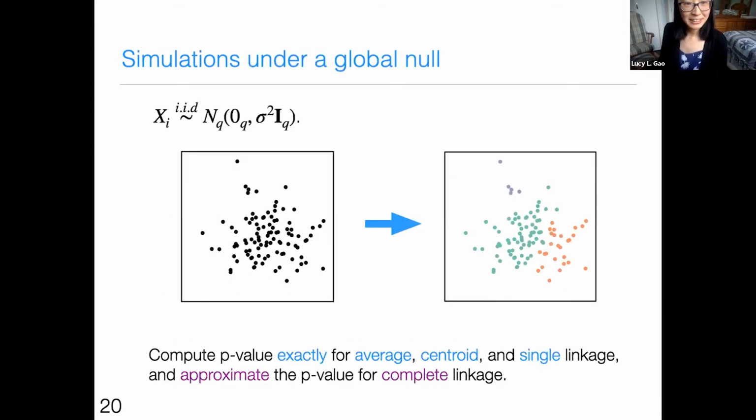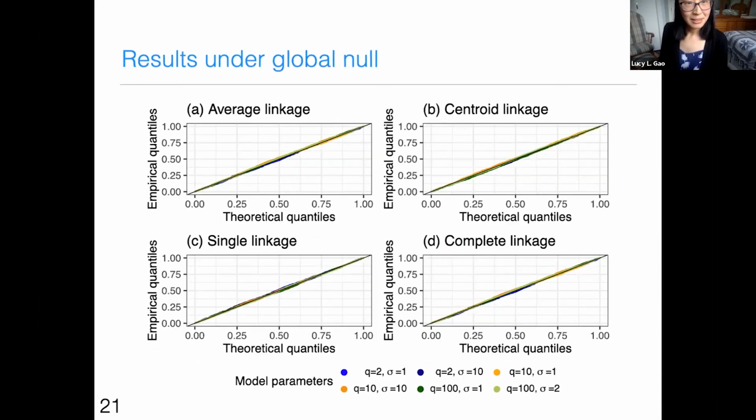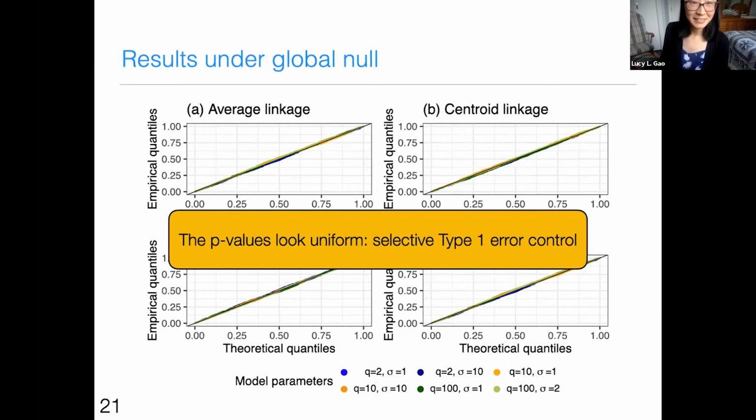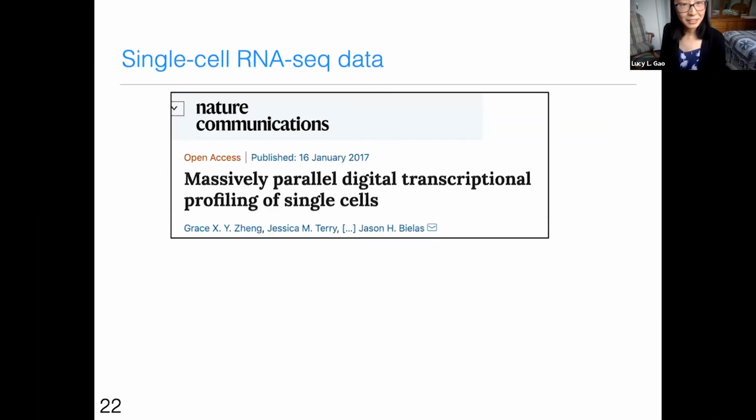Perhaps I will just skip to, I have the simulation results, but simulation results aren't usually very interesting. They basically say that the p-values are in fact uniform. And just to try and wrap up, to the part that you're probably going to be most interested in, I have an application to single cell RNA sequencing data.